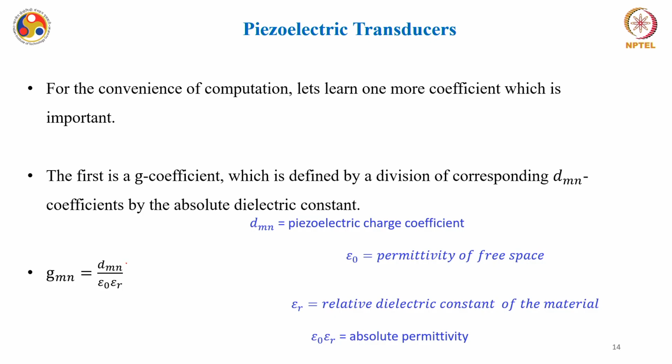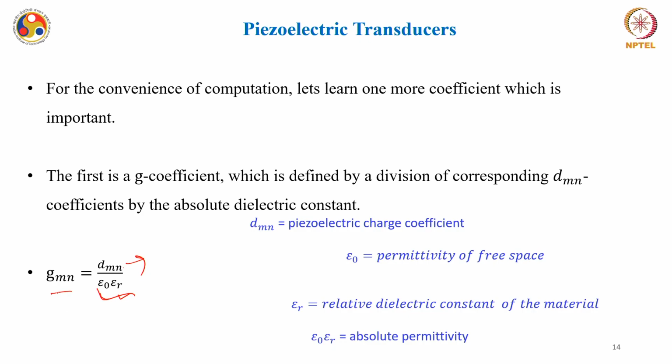So if Dmn is a certain piezoelectric coefficient, now divide this by the absolute permittivity, which is epsilon naught into epsilon r, where epsilon naught is the permittivity of free space and epsilon r is the relative dielectric constant of the material. If you multiply them and then divide the Dmn value, you will get the corresponding G coefficient, or Gmn.